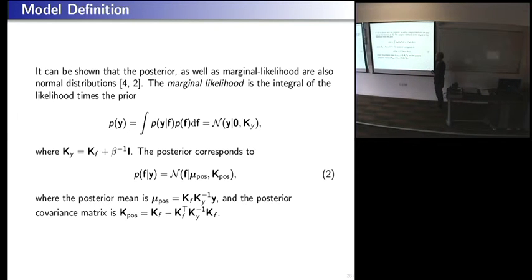Also, the posterior distribution is a normal distribution, and the posterior mean has this form, and the posterior covariance matrix is defined by this expression. From here, we can see that the most important part of the model is the covariance function, because we use that kernel to calculate this matrix. To calculate KY, we also need to evaluate the covariance function.